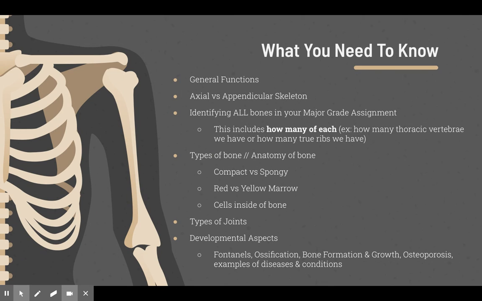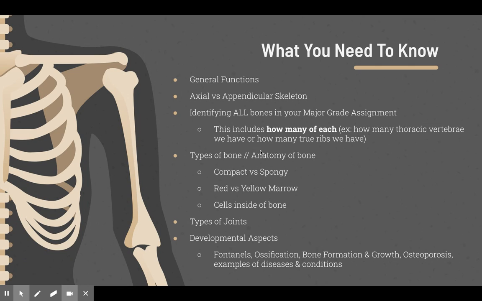So you have already two very important slide sets that I would consider looking at. And this is a list of things that you absolutely need to know about the skeletal system. General functions, the axial versus appendicular skeleton. You need to be able to identify all bones in your major grade assignment that you just completed. If you have not yet turned that in, please do. This also includes how many of each we have. For example, how many thoracic vertebrae we have or how many true ribs we have. So you do need to know that for your major grade.